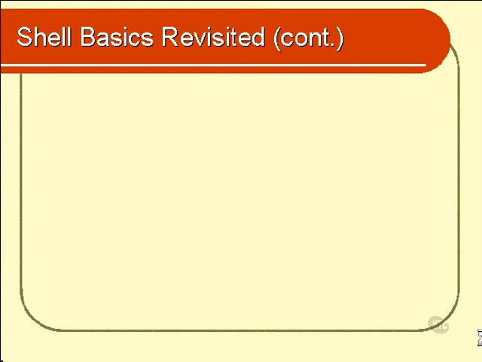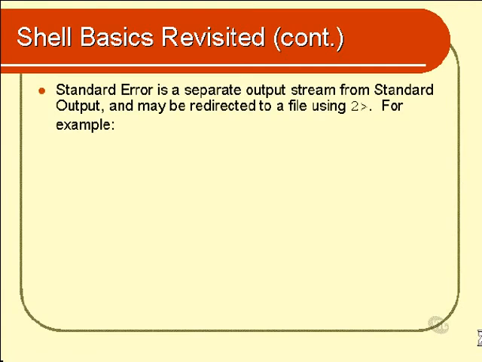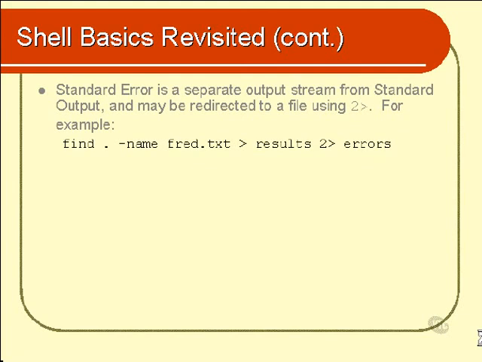More basic knowledge that you ought to have: standard error is a separate output stream from standard output. In other words, programs can actually create two different types of output, and each may be redirected separately. Standard error may be redirected to a file using the 2> symbol. For example, if you were to search using a program called find for a file called fred.txt, you might want to put all the results into a file called results, while you also might want to send any errors into perhaps a file called errors, and thus you would see no output on the screen whatsoever. I'll show you an example similar to that.